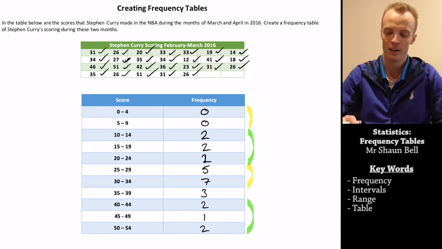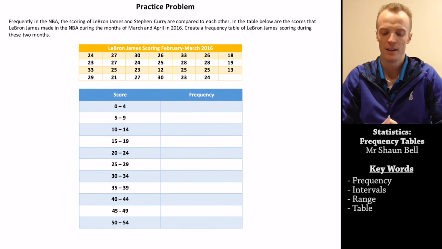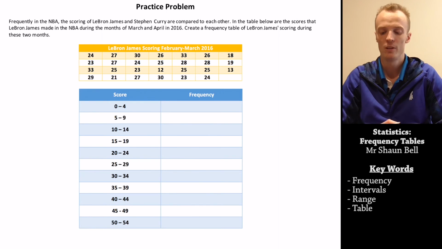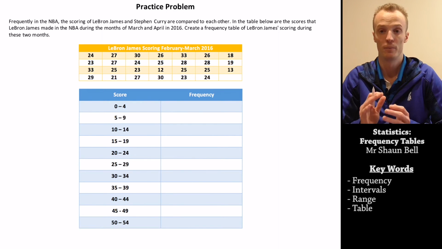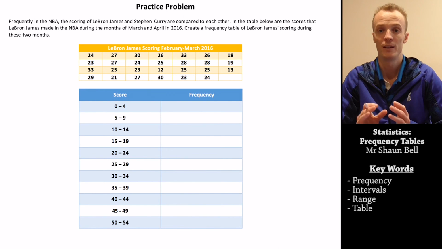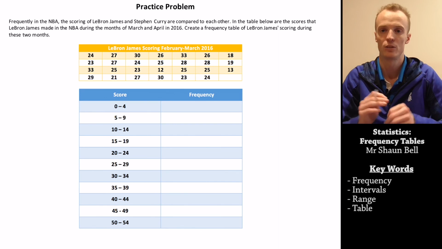So now, I'd like you to have a go. Frequently in the NBA, the scoring of LeBron James and Stephen Curry are compared to each other. In the table below are the scores that LeBron James made in the NBA during the same months as what we analysed before. I want you to create a frequency table of LeBron James's scoring during these 2 months and then compare that frequency table to the table that we did for Steph Curry. When we compare the two, what can you say about the scoring output from these two players?